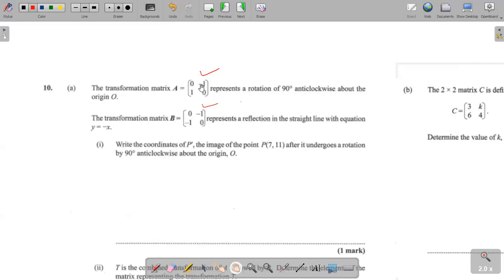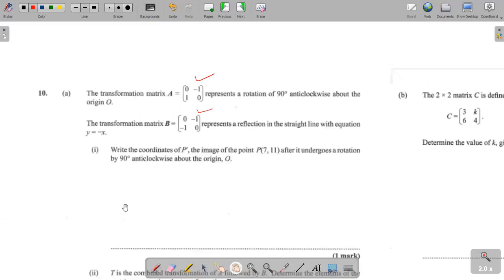They gave us two transformations. One is A, one is B. Which one do you think we need to use? It says a rotation. Which one talks about a rotation? Only A. Now, this is the thing you got to remember, everybody. P prime is the image. This is what happens after you do the transformation.